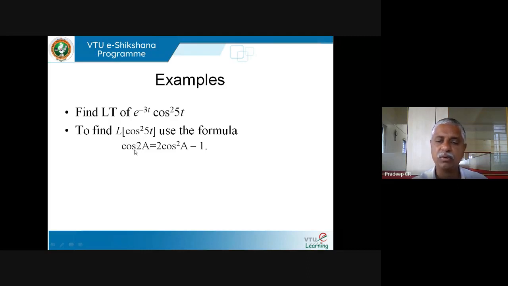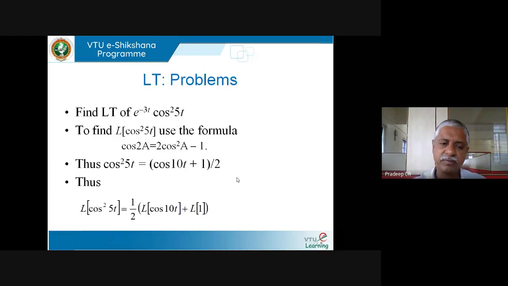Here, use this formula. Cos 2a is 2 cos square a minus 1. You put a equal to 5t, so this 1 will go this side, and cos square 5t is equal to 1 plus cos 10t, because 2a is 10t, divided by this 2. So cos square 5t is (cos 10t plus 1) by 2. We have already done this kind of problem, but just to emphasize, I am redoing it. But I'll be, of course, faster.